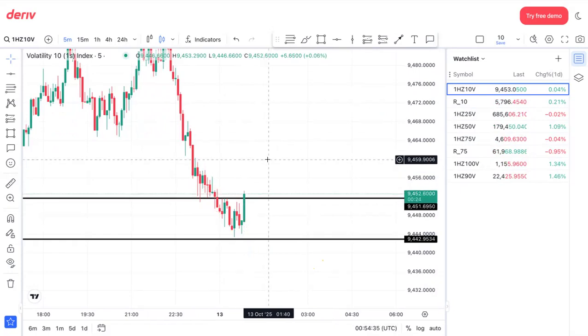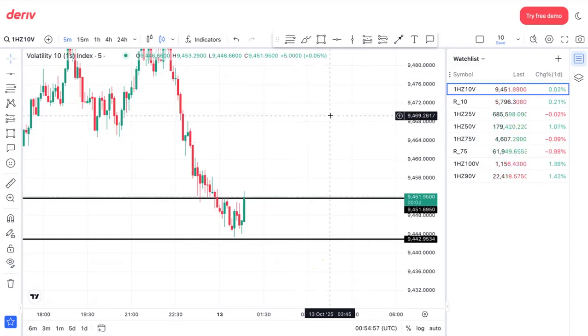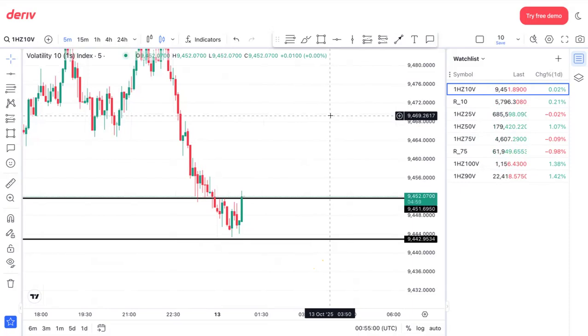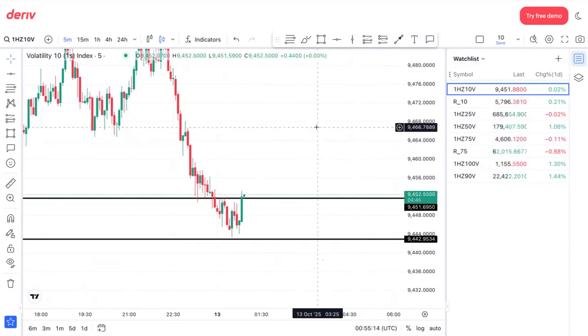Alright. So once we get the break and close, we can enter this for the buy. Alright. Let's see what's going on. Alright guys, 10 1s for the buy.